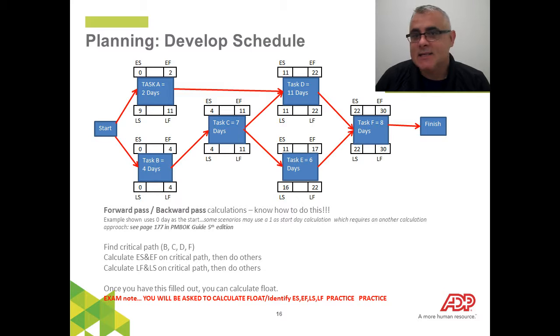All right, on slide 16, we're going to talk a little bit about forward pass and backward pass. Doing the forward pass helps you identify your early starts and early finishes. Your backward pass helps you identify your late finishes and your late starts. So essentially you're trying to see how much float time we have for this particular activity. How much time between this activity starting and the next activity can we wait in order to get that activity completed?